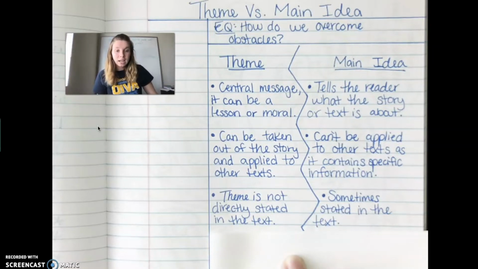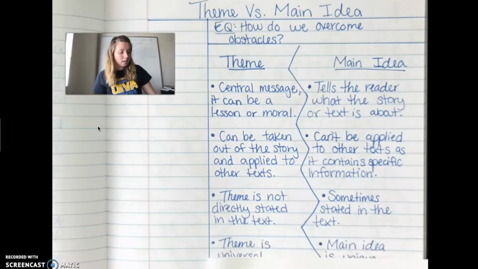A main idea is sometimes and usually stated in the text. So if you have a story that's about people that ride bikes, the main idea is going to be somewhere in that story, most likely. The theme, though, if there is a theme, it's probably going to be in between the lines.